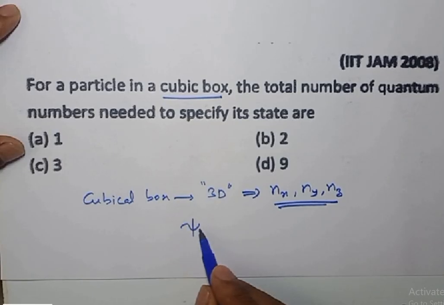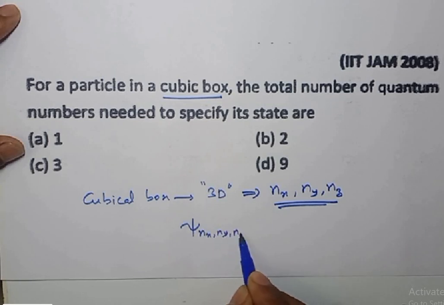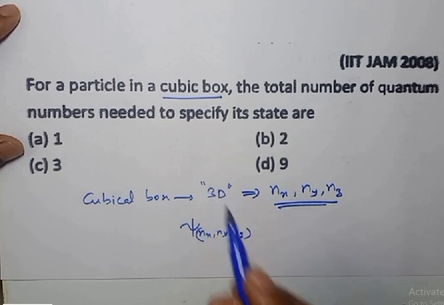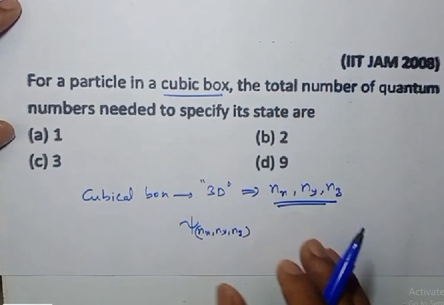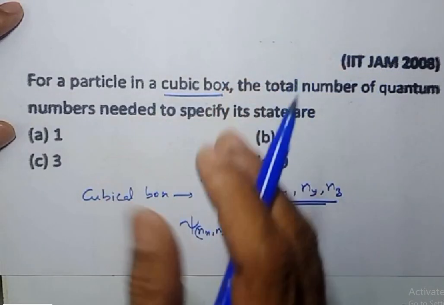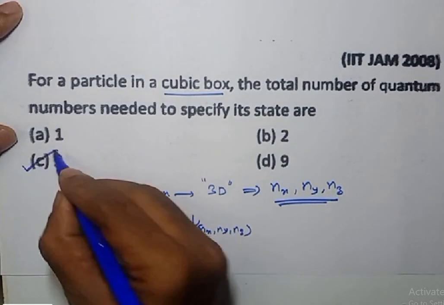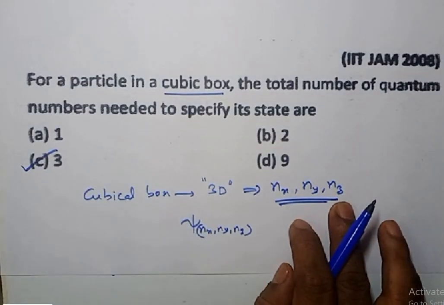For the state we use the wave function psi symbol. So you need 3 quantum numbers nx, ny and nz to represent the state of a particle in a cubical box. So you need 3 quantum numbers. The correct option is C.